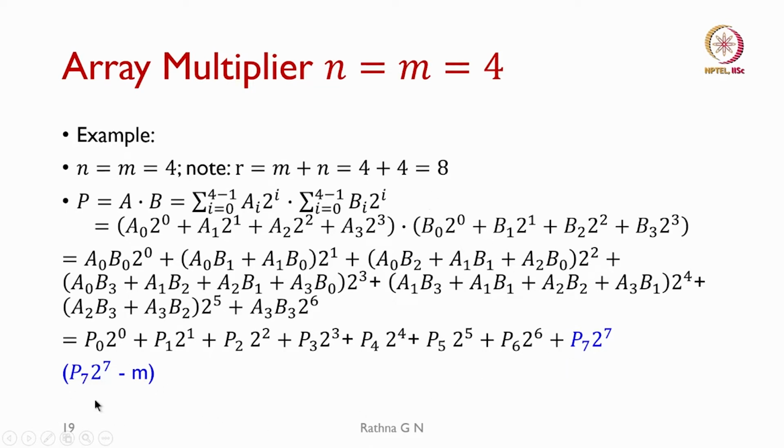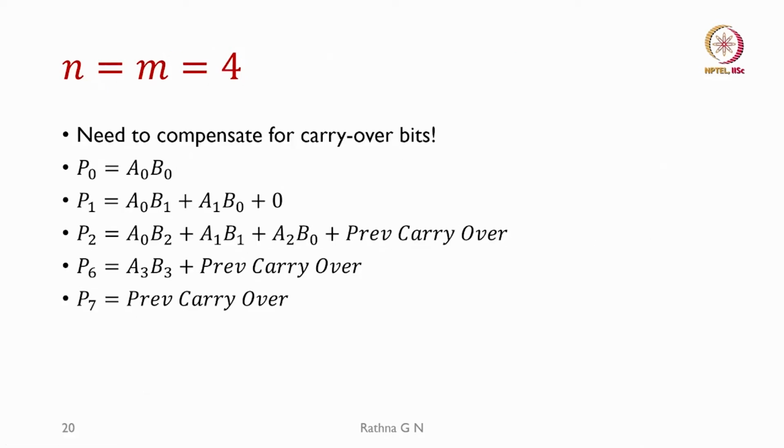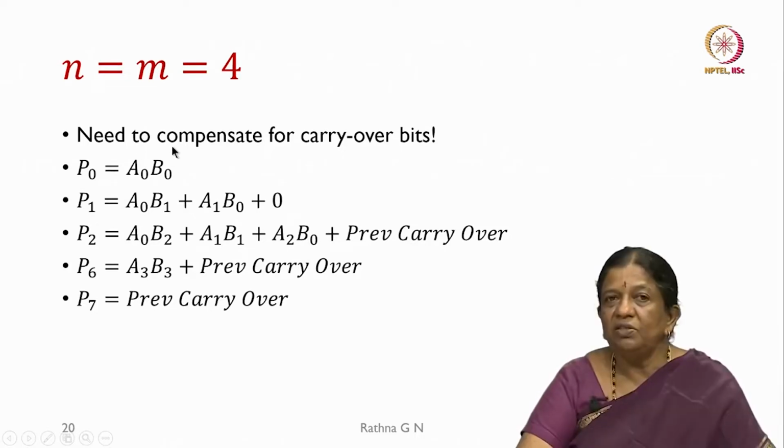So this is what we say: P7 is raised to power 7, minus m, and so on. We will see why we need P7 also. We have to compensate for the carry-over bits. So we have represented P0, P1, P2 up to P6, and how the summation is going to happen. The first one is only the multiplication; later on we have multiply and accumulate. A half adder is needed for the P1 product, but from P2 onwards we need a full adder.